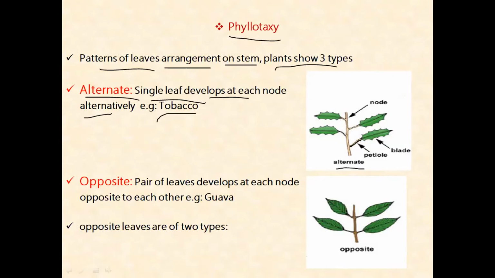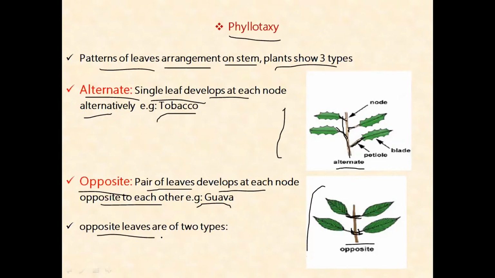This is the petiole, the leaf stalk. This is the node area where the leaf develops. So this is one leaf, this is alternately another leaf, this is another, this is another. So one leaf is present alternately to each other, so it is known as alternate phyllotaxy. Next one is opposite. Here a pair of leaves develops at each node opposite to each other. For example, it occurs in guava. So you can see here, this is very easy. This is one leaf, and opposite to this, this is another leaf. So these two leaves are present opposite to each other.